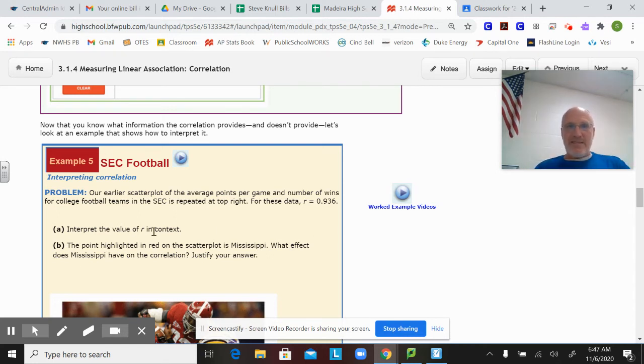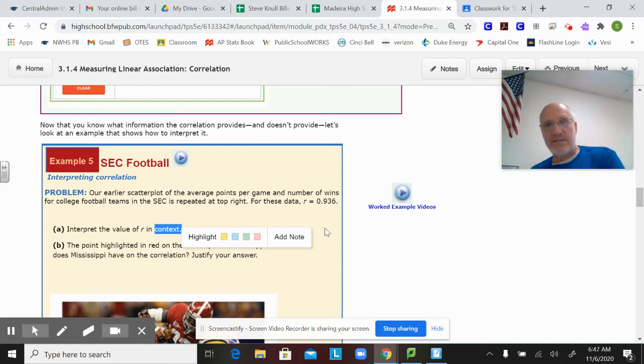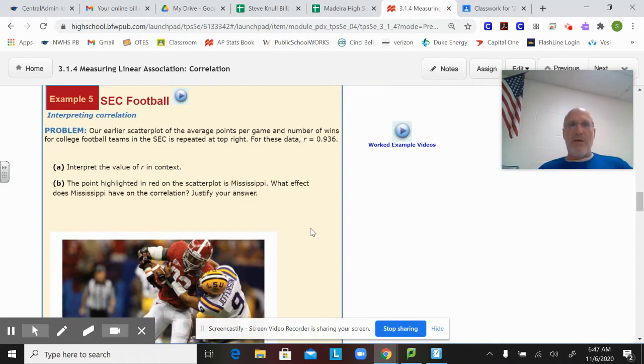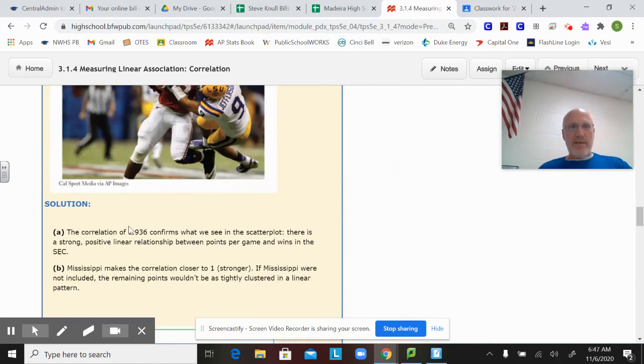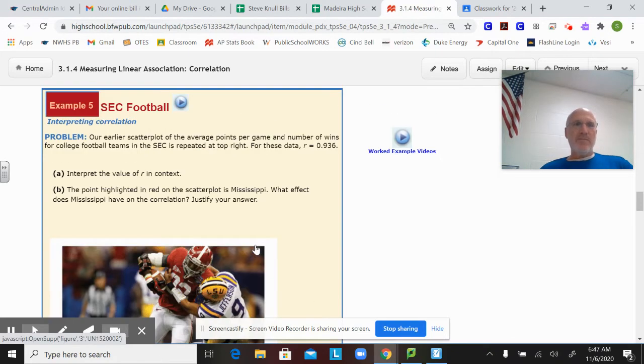And please, you'll always lose points on the AP test if you don't interpret things in context. So let's see how it answers part A. The correlation of 0.936 confirms what we see in the scatter plot. There is a strong positive linear relationship between points per game and wins in the SEC. There's the context.